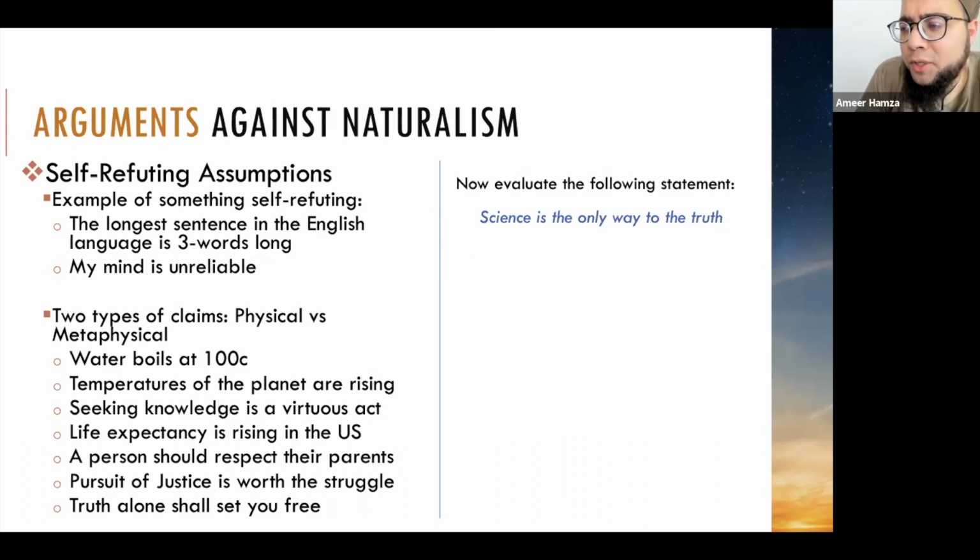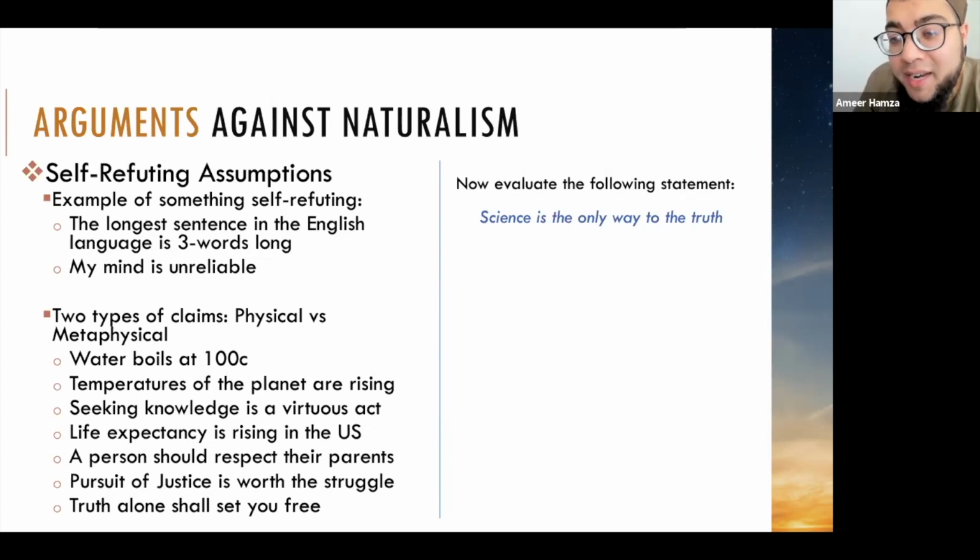That's a metaphysical claim. Can someone connect the dots for me? Are you able to see what I'm getting at? Why is this a self-refuting claim? Science is the only way to the truth. In other words, physical verification is the only way to the truth, but this very statement cannot be physically verified. It's not something you can put under a microscope.